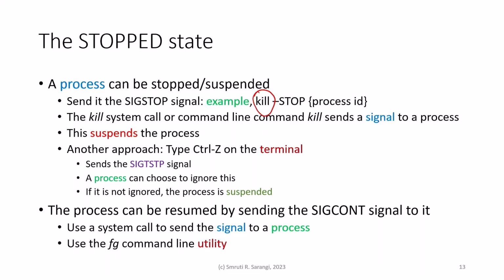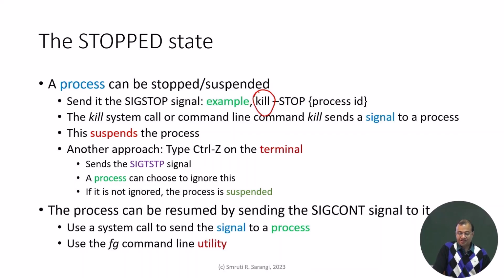So this will suspend the process. I can also send Control Z on the terminal, and that would send the TSTP signal. Unlike SIGSTOP, this signal can be ignored. I can decide to ignore this signal, in the sense that I can say, fine, you send SIGTSTP, but I'll not do anything. That option is available to you. Otherwise, the process is suspended if I decide not to ignore it, because ignoring is an explicit act.